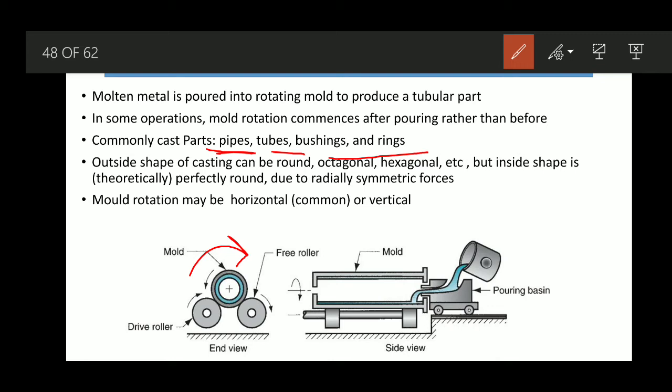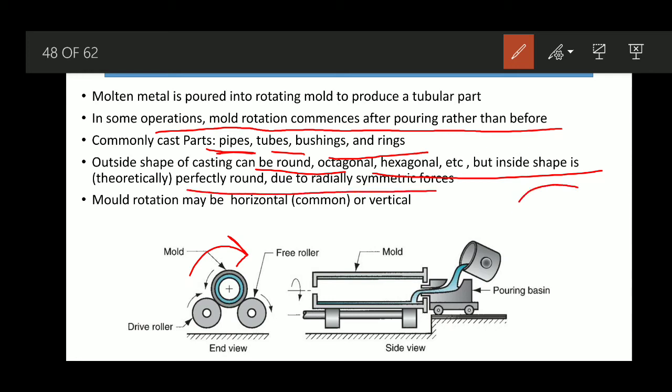But sometimes it is also possible, in some operations, that mold rotation may commence after pouring of the molten metal. That means initially we will be pouring the molten metal, and after that we will start rotating the mold. The outside shape of the casting can be round, octagonal, hexagonal, etc., but the inside shape is perfectly round due to the radially symmetric force.